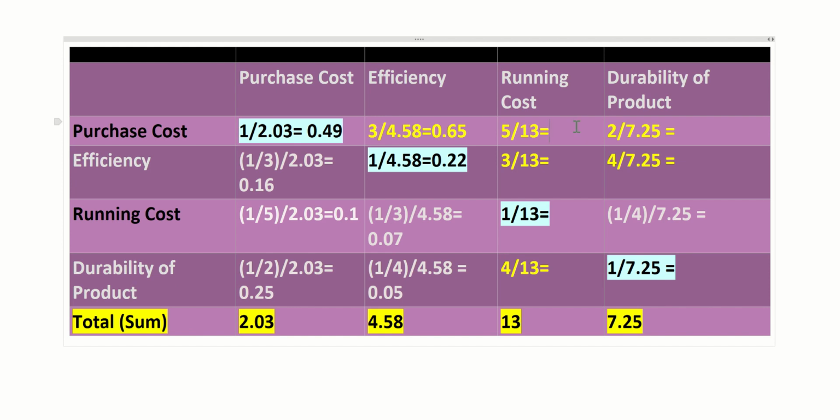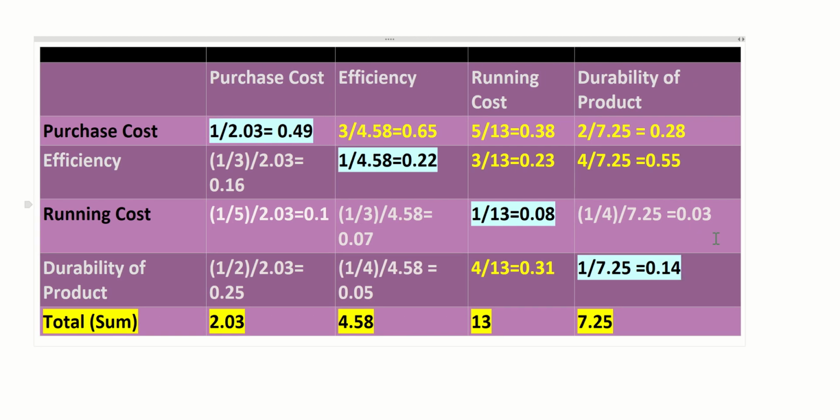Okay, let's move on to the third column, the running cost. 5 divided by 13, which is the total. For that, you should be getting 0.38. 3 divided by 13, that's 0.23. That's 0.08 and 0.31. Okay. And finally, the final column: 0.28, 0.55, 0.03, and 0.14.